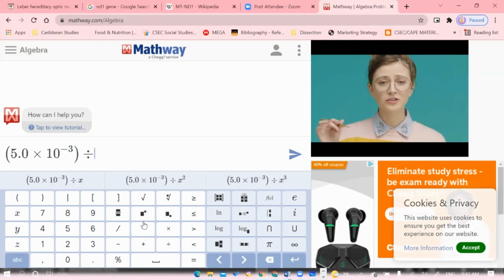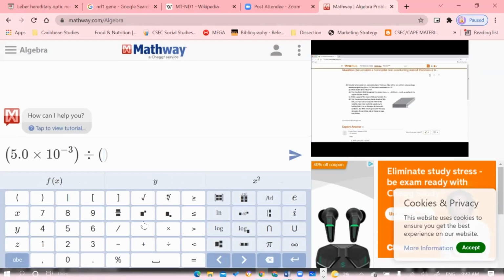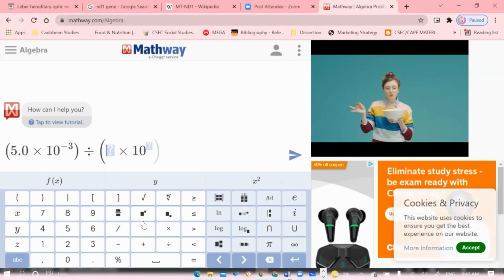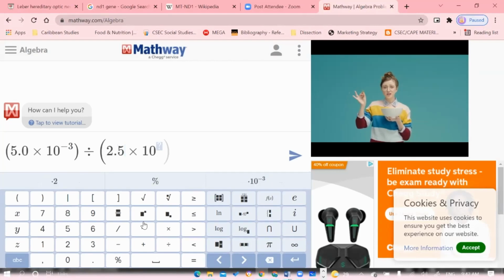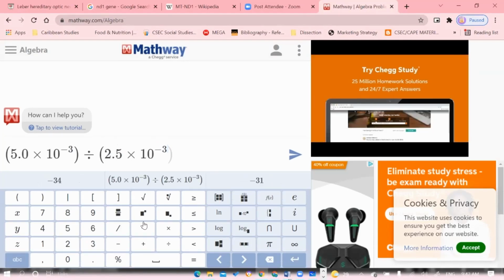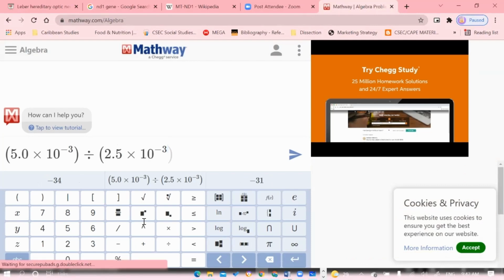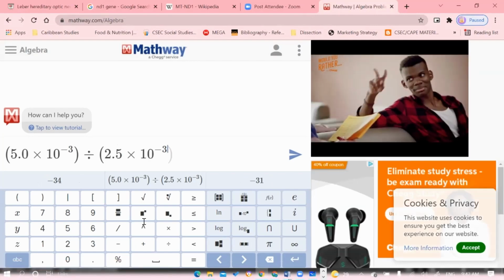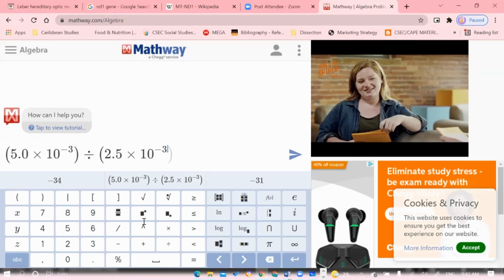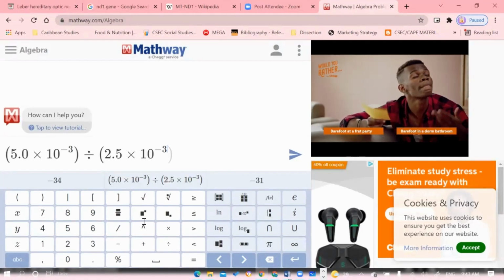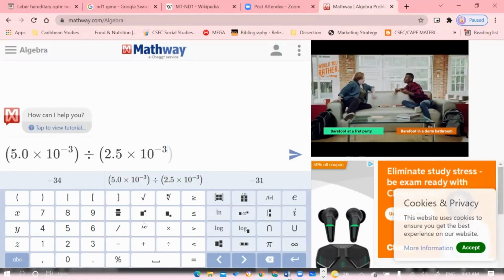Divided by, and then you put the next number in the bracket, which was 2.5 times 10 to the minus 3 as well. If it were minus 2, you'd know that minus 2 is bigger than minus 3. The bigger the negative exponent, the smaller the number. So if it was minus 2, you know that minus 2 would be larger than minus 3, right?